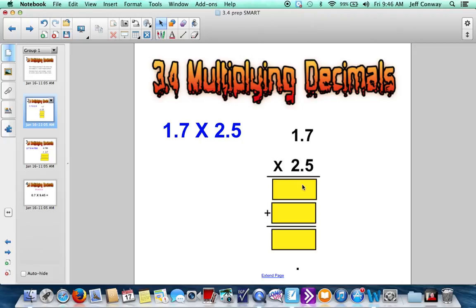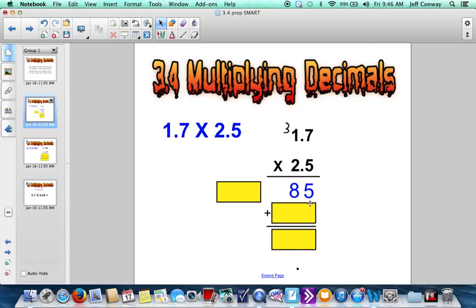5 times 7 is 35. So we put down the 5, and then we bring over our 3. We're carrying the 3 over. So then we have to go to the next step. We stick with the 5, and we go 5 times 1 is 5, plus 3 is 8. So 5 times 1.7 is 8.5. We put the 8 and the 5 down.